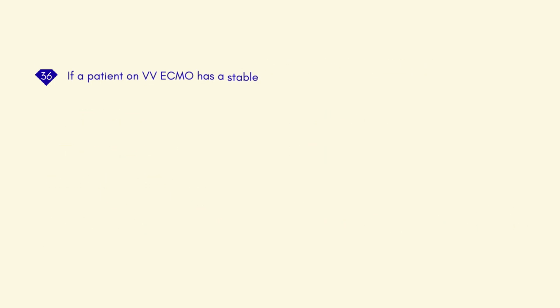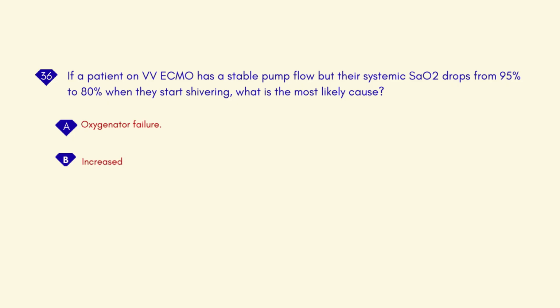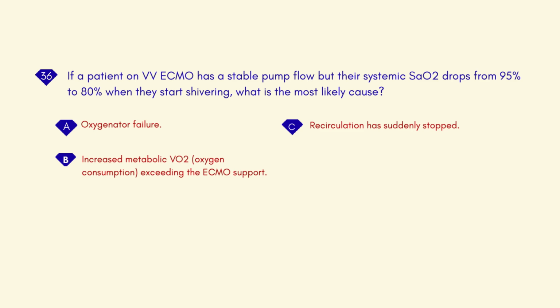If a patient on VV-ECMO has a stable pump flow but their systemic SaO2 drops from 95% to 80% when they start shivering, what is the most likely cause? A. Oxygenator failure. B. Increased metabolic VO2, oxygen consumption, exceeding the ECMO support. C. Recirculation has suddenly stopped. D. The sweep gas has been turned off.